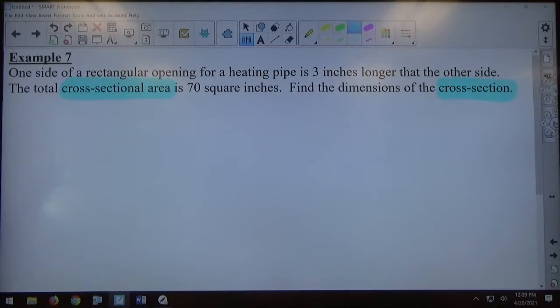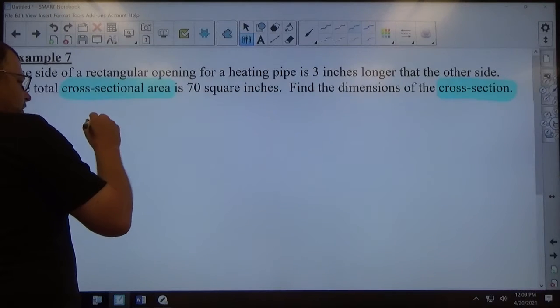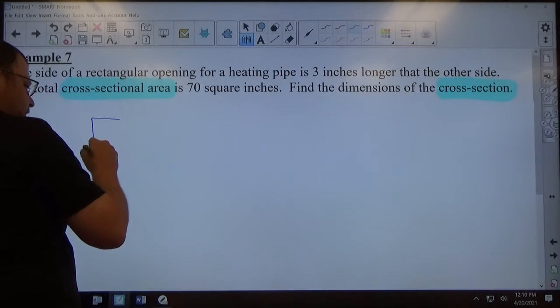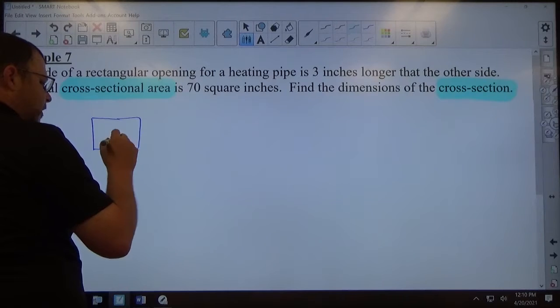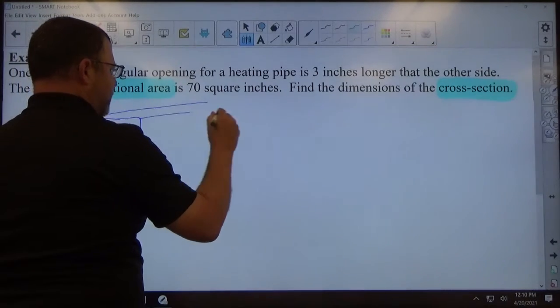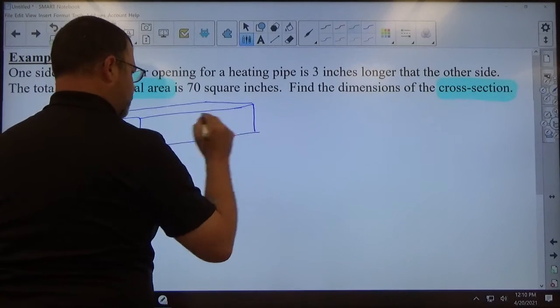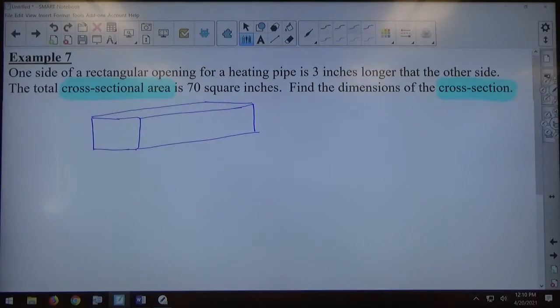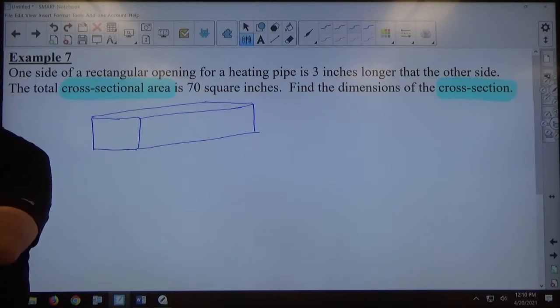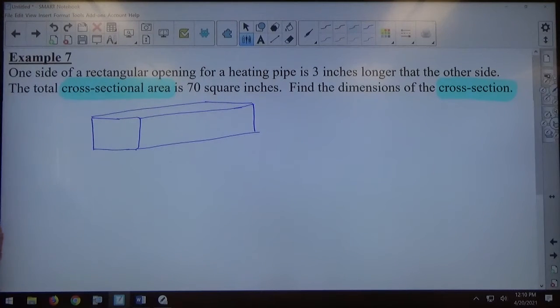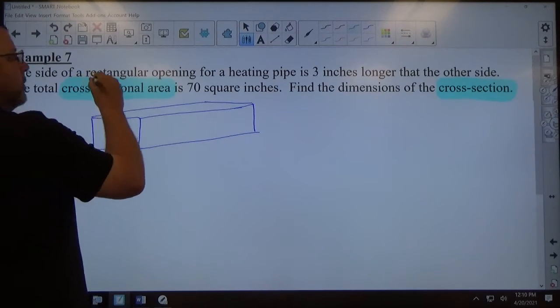If you're down in somebody's basement, you look up in the ceiling, you've got those steel rectangular pipes, right? That's what a heating pipe looks like. I'm not going to draw the three-dimensional thing, but for the sake of you being able to see it, imagine we have this here, and it extends off like that. So there's our heating pipe. When they say cross-section, they mean if you were to take that pipe and slice it, and just look at the end of it. So it says the rectangular opening.